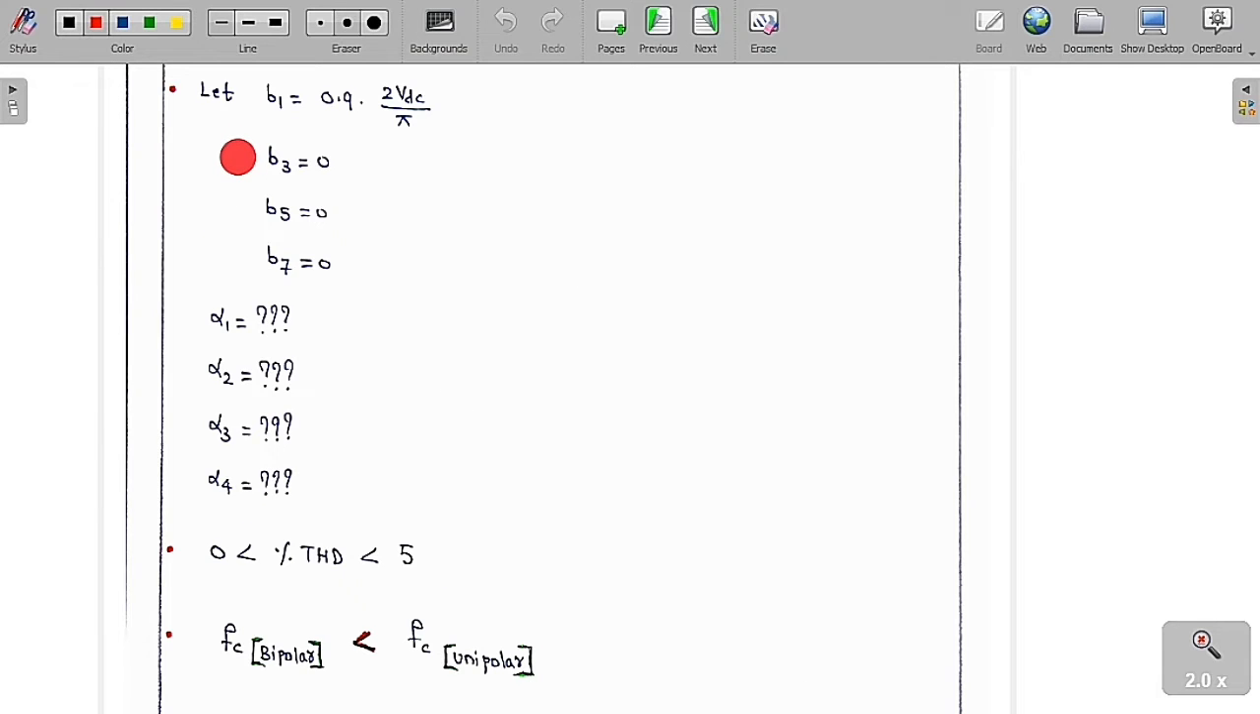So let me assume that the initial Fourier series coefficient I want is 0.92 VDC by pi, whereas I want the third harmonic to be 0, fifth harmonic to be 0 and seventh harmonic to be 0. Based on these conditions, we get 4 equations with 4 unknowns. We can easily figure out alpha 1, alpha 2, alpha 3 and alpha 4. With the help of these, we can say that the fundamental is equal to 0.92 VDC by pi, and the third, fifth and seventh harmonics are equal to 0.